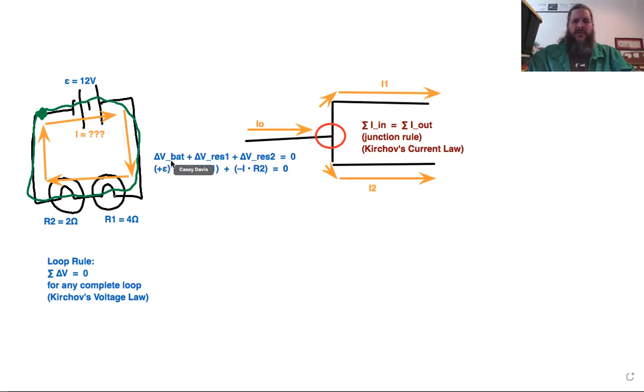So there's our loop rule equation, plus epsilon, which is 12 volts from the battery, plus negative I, which we don't know, times R1, which is 4 ohms, plus negative I times R2, which is 2 ohms, adds up to 0. And before plugging in the numbers, let's do a bit of algebra. What can we do here since we know that I is the same in both of these terms? Factor it out. Yeah, if we factor that out, we get plus epsilon. In fact, we could factor out the negative I and get minus I times, and what's left if we factor out negative I?